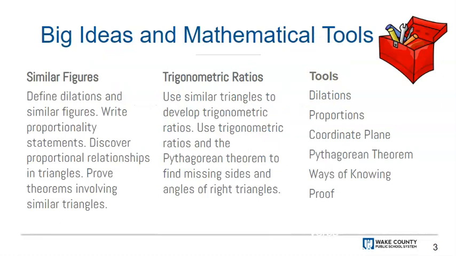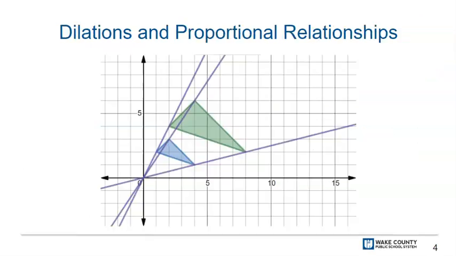The big ideas for this unit include ideas about similar figures and trigonometric ratios. In this unit, you will write precise definitions of dilations and similar figures. You will use transformational geometry and properties of similar figures to discover relationships in triangles, prove relationships created when a transversal crosses parallel lines, prove the Pythagorean theorem, and develop trigonometric ratios. You will use the Pythagorean theorem and trigonometric ratios to find missing sides and angles in right triangles.